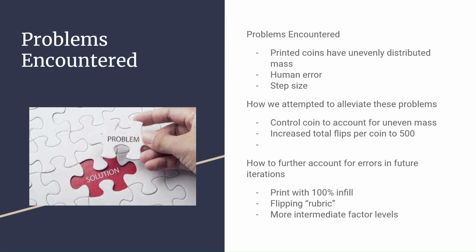And if we were to conduct this experiment again, the way that we would mitigate these errors a little bit more would be to print the coins at 100% infill, create a flipping rubric to better define what a good coin flip would be, and then use more intermediate factor levels, so maybe using a step size of 0.5 or even 0.25 millimeters for chamfer depth, and then maybe a step size of 5 degrees for chamfer angle.